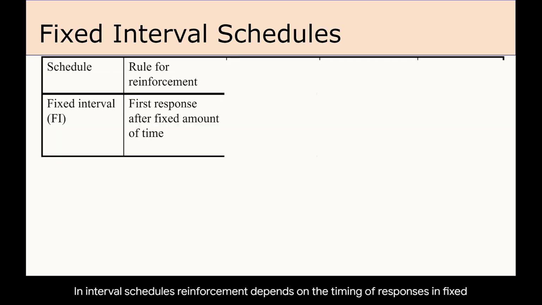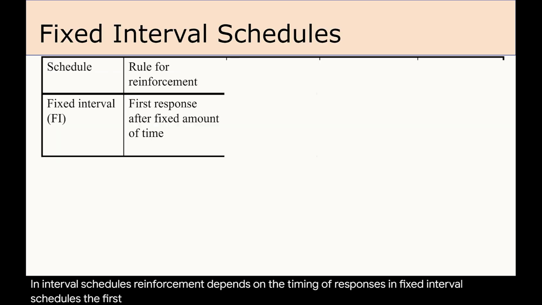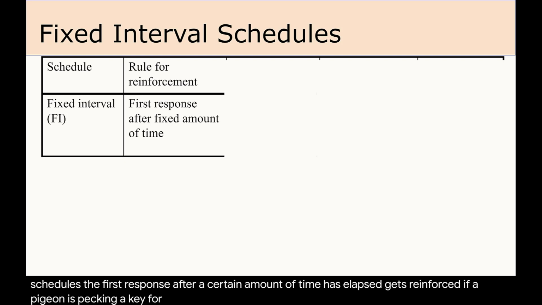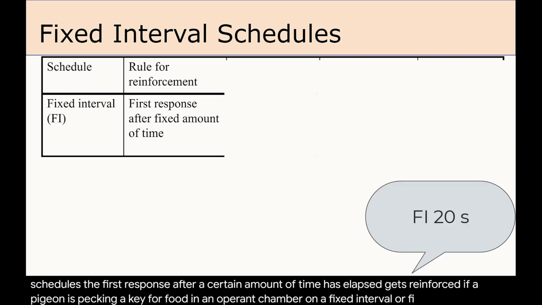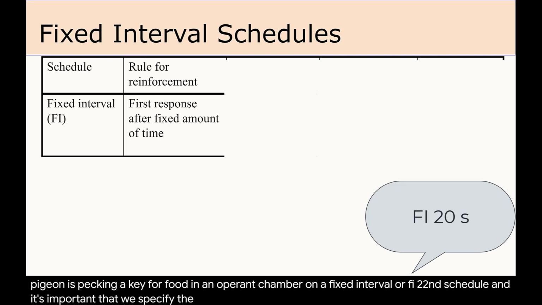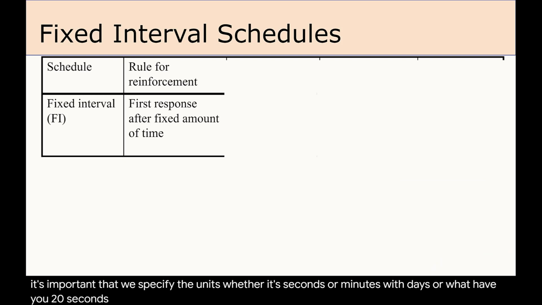In fixed interval schedules, the first response after a certain amount of time has elapsed gets reinforced. If a pigeon is pecking a key for food in an operant chamber on a fixed interval or FI 20-second schedule, and it's important that we specify the units, whether it's seconds or minutes or days or what have you, 20 seconds must pass, and then the pigeon must peck for food to be delivered.